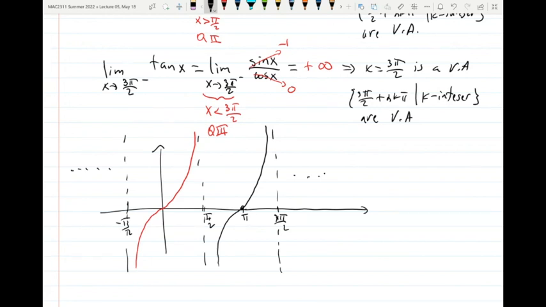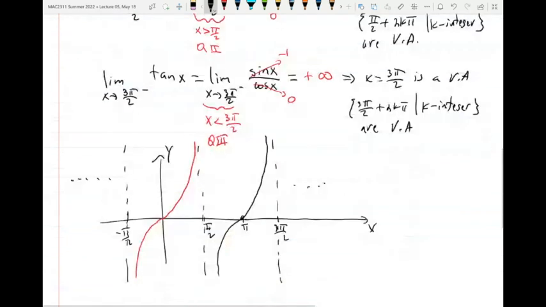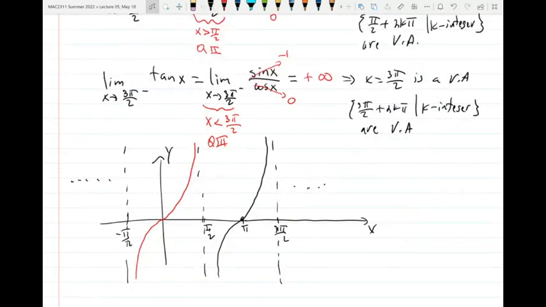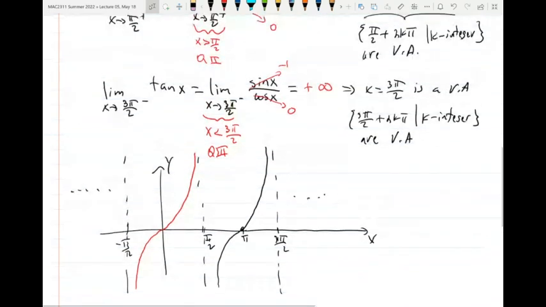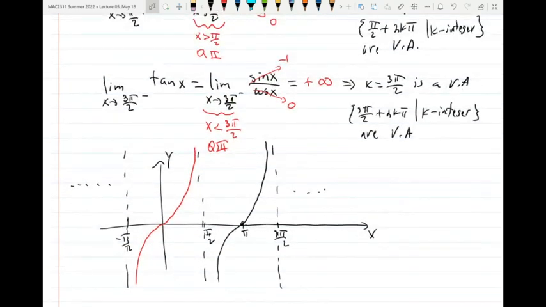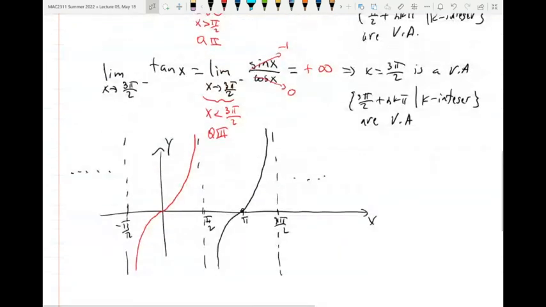Yes? Okay. All right, so that's tangent. Any questions? Are you okay with this? All right. Notice that what I'm saying here is actually trigonometry. There is barely any calculus in what I'm talking about here. Okay? All of this is trigonometry.